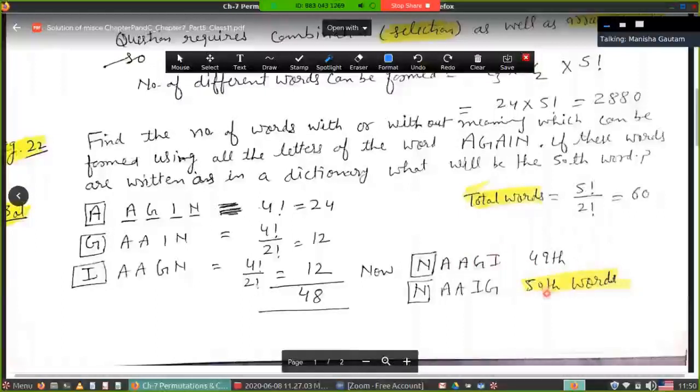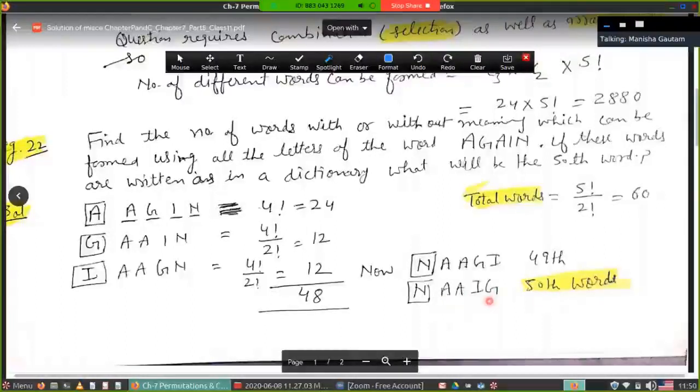Now for the 50th word, A is fixed here. Now first of all, these will be interchanged. If these are interchanged, then you are getting AAING. NAAIG is the word which is the 50th word. You can say that this is the rank of the word NAAIG.